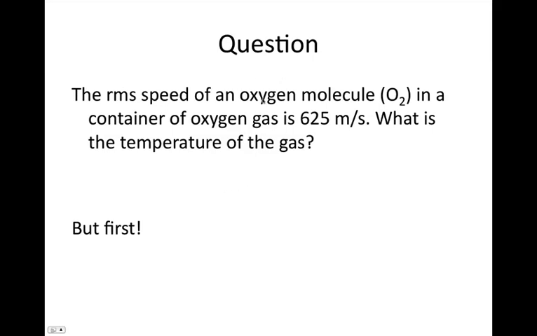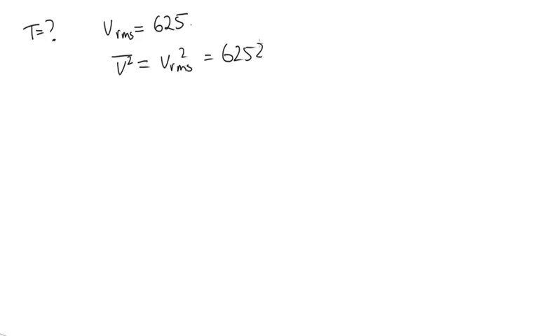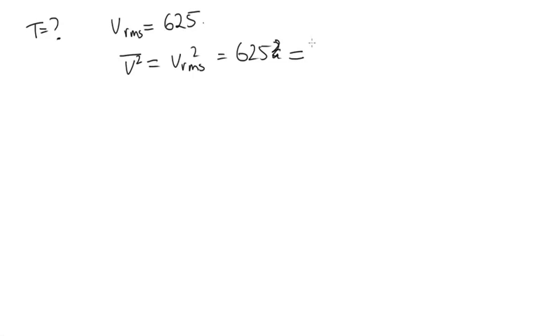Okay, let's now go back to this question where we've got the oxygen molecule and its root mean squared velocity is 625 meters per second, and we're asked to find the temperature. We're told that the root mean squared velocity is equal to 625. So we can say that the average velocity squared, which is the square of the root mean squared velocity, is 625 squared. Solving that on the calculator, we end up with 390,625. We'll keep all our significant figures for now.